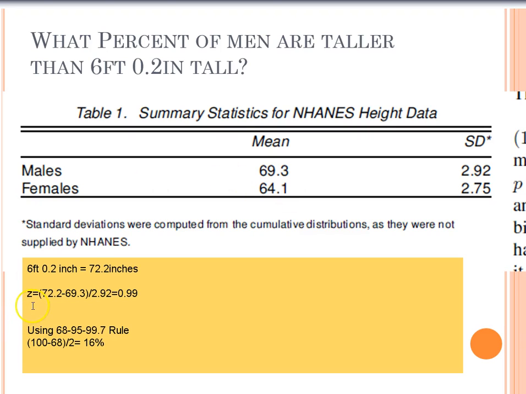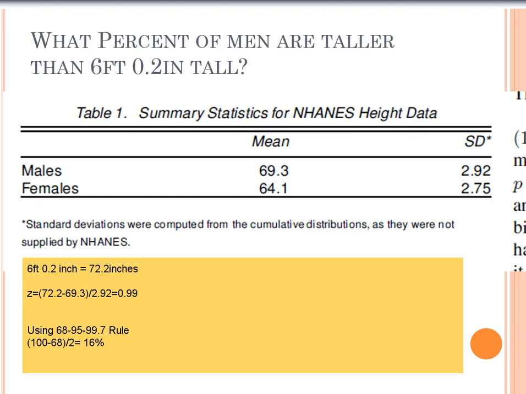To create the z-score then, we're going to put our observation first and then subtract out the mean. So the mean for men is 69.3, and then divide the whole difference by the standard deviation. So the z-score is 0.99, which is very close to 1. So we're going to go ahead and assume that this observation we're looking at is 1 standard deviation above average. And so we can use our 68, 95, 99.7 rule.